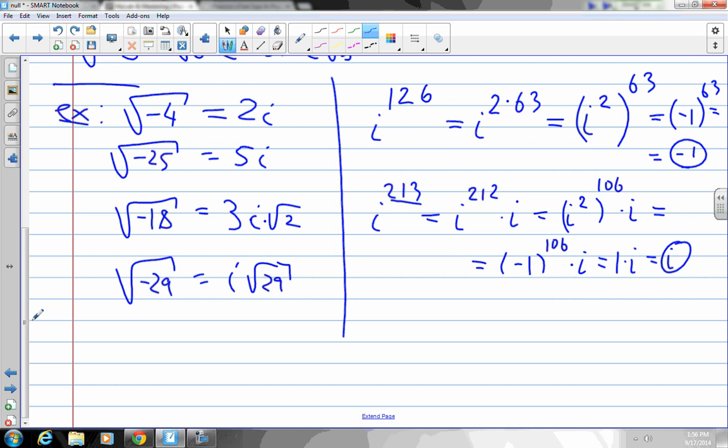4 goes into 126, who cares how many times, but the remainder is going to be 2, because 4 goes into 124. So the remainder is 2, so it's the same as i squared. i squared is negative 1. Did that make a little sense? Whichever way, that's not important. Who cares whether you can raise i to obscure powers.